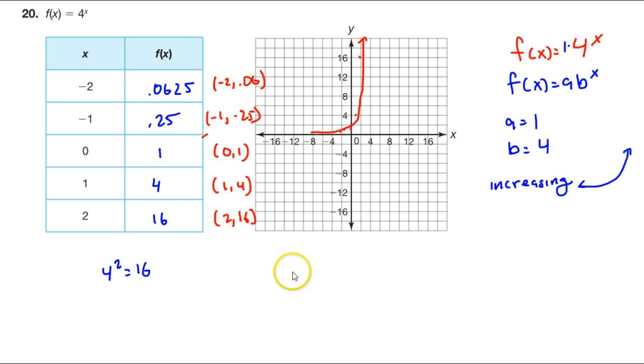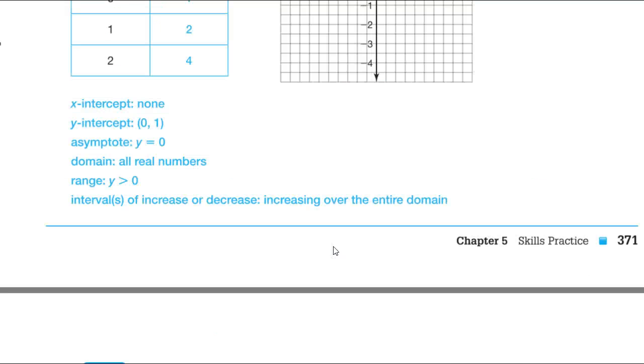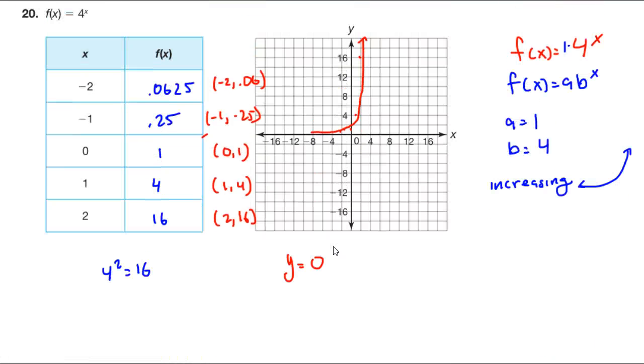There's a few things that were asked of us. Our asymptote is going to be at y is equal to 0. So that's our horizontal asymptote, 0. I believe they wanted to know that. Yeah. So we can write asymptote is y equals 0. This function is increasing as we stated before. Our y-intercept is at 0, 1. Our domain is all real numbers, and our range is everything greater than 0.